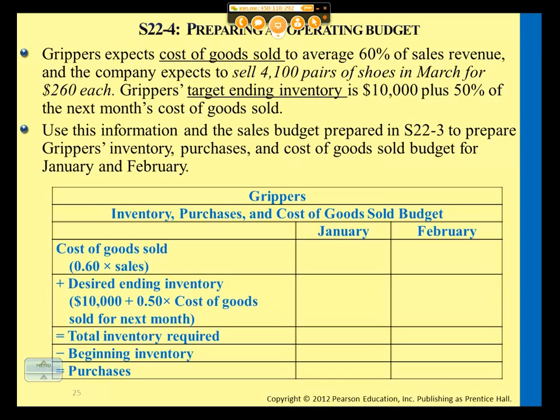What is it in February? What was February's? 399,000. Yes? Everyone understands where it's coming from? Ask questions now. All right. So desired ending inventory. We know that it's 10,000 plus 50% of cost of goods sold. What did you say it is? No, I was just talking about February's cost of goods sold. That was 399. Yes.